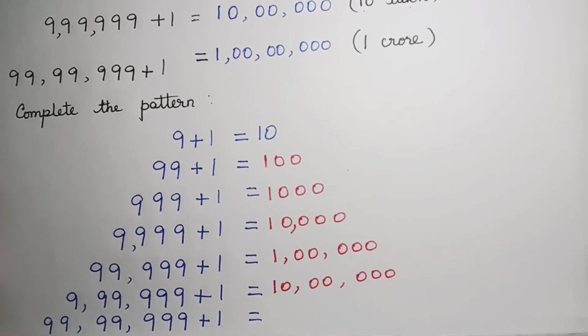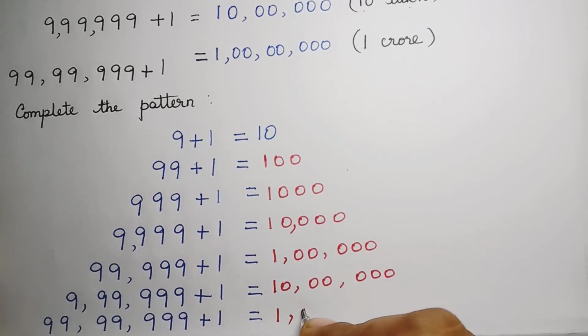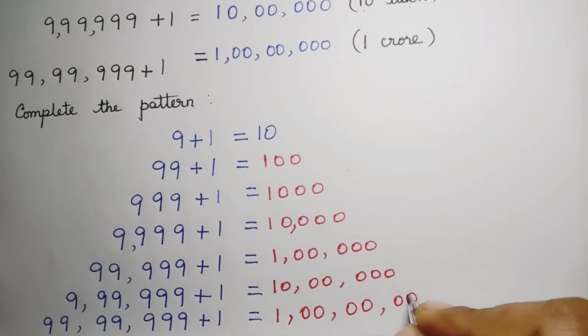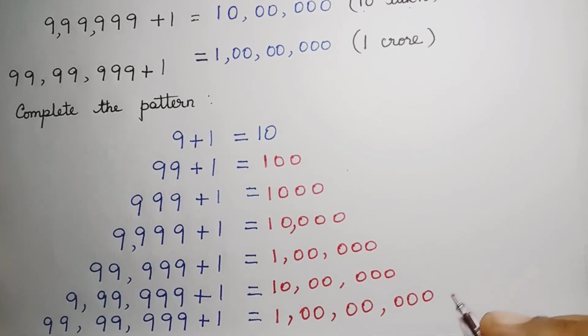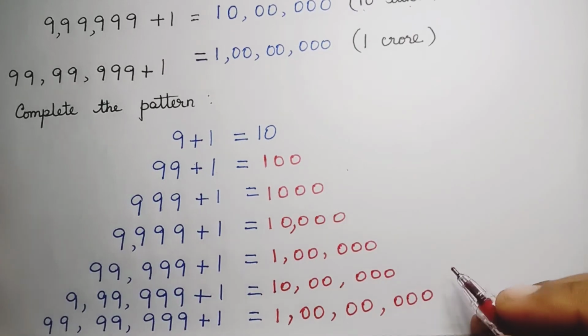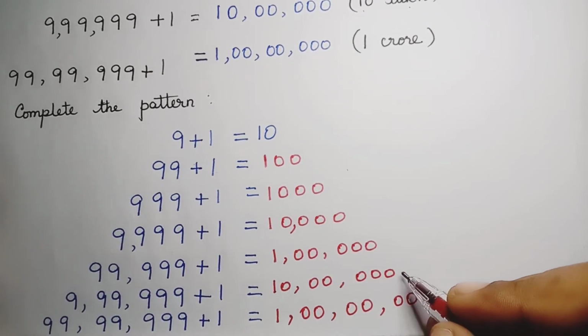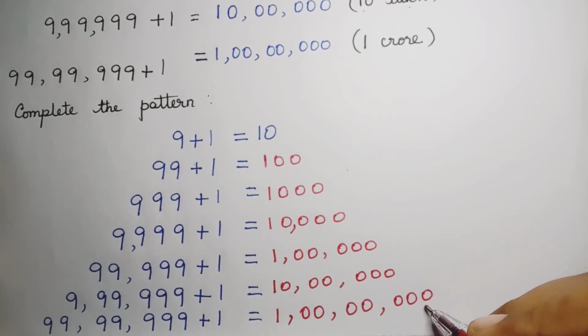Then the highest 7-digit number, 1, 2, 3, 4, 5, 6, 7, plus 1 gives the smallest 8-digit number, that is 1 crore. So 1, 2 zeros, again 2 zeros, then 3 zeros. So this is 1 crore. These are the highest numbers which we learned today. This is 10 lakhs and this is 1 crore.